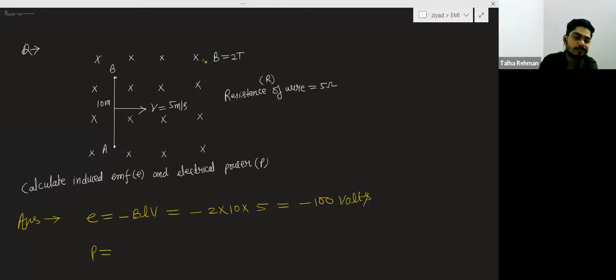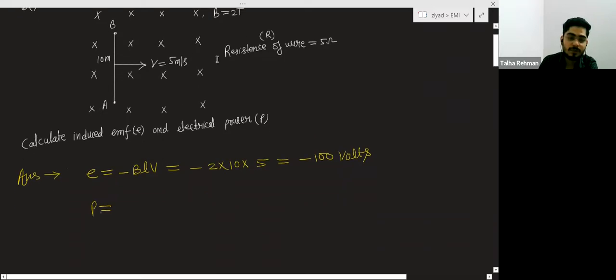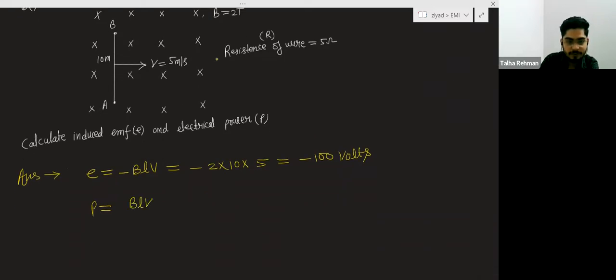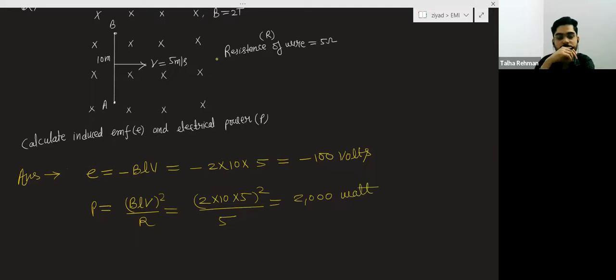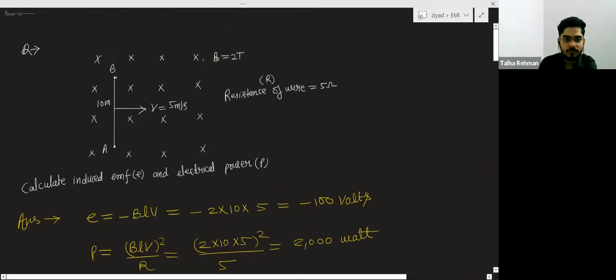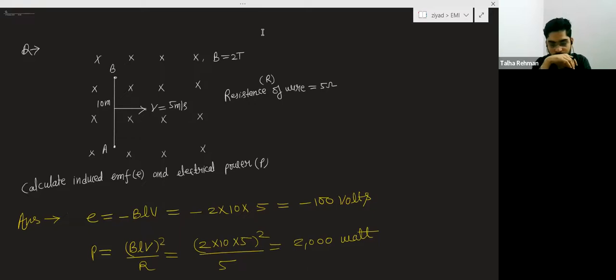Mechanical power, electrical power, is given by V squared by R. So what is the V squared by R? You can put the values. Magnetic field is 2, 10, 5 squared, and the resistance of the wire is 5. So you will get 2000 watt. Okay, note down this.